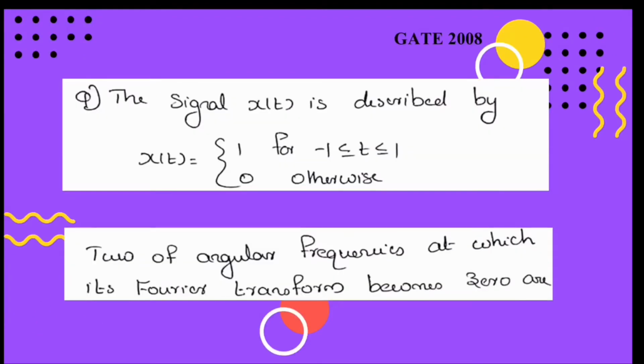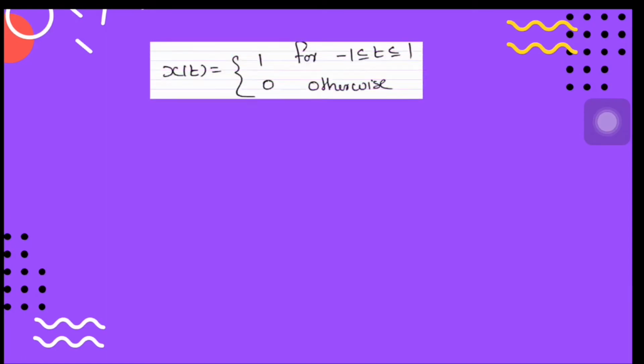Here we have a continuous time signal x of t and we are asked to find out the angular frequencies at which the Fourier transform of this signal x of t becomes 0. So first we need to find the Fourier transform of this continuous time signal x of t and then determine the angular frequencies at which it becomes 0. As I just said, x of t is given in the question as 1 for minus 1 less than or equal to t less than or equal to 1 and 0 otherwise.